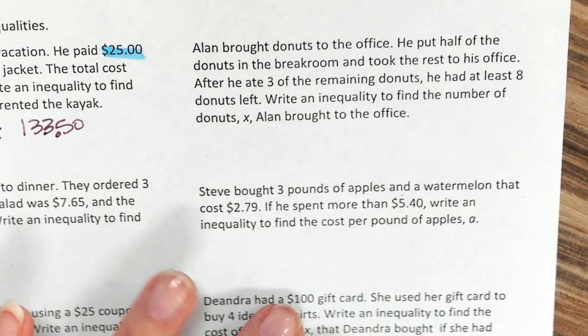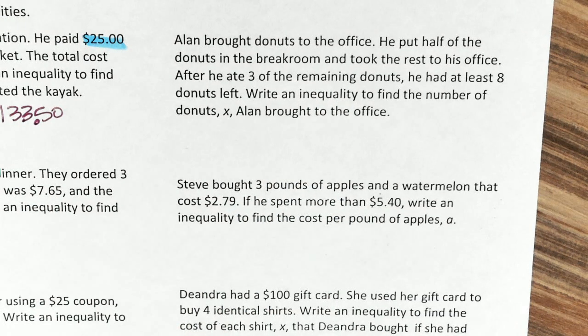This one's a little more challenging. Alan brought donuts to the office. He put half of the donuts in the break room and took the rest to his office. After he ate 3 of the remaining donuts, he had at least 8 left. I didn't see a clue word like per, each, every, or and, but he ate half of the donuts. So what do y'all think our variable is going to be?